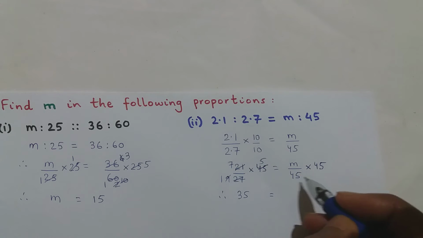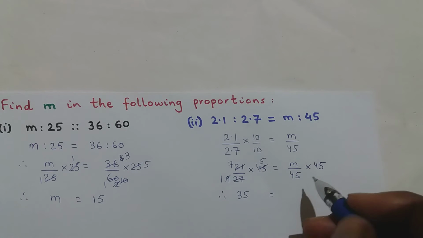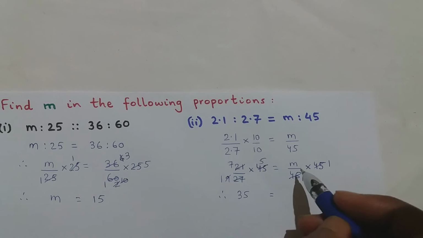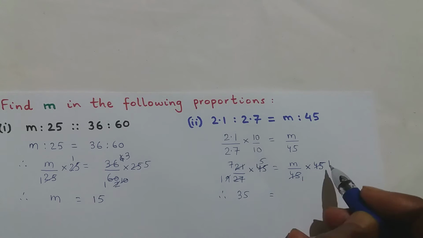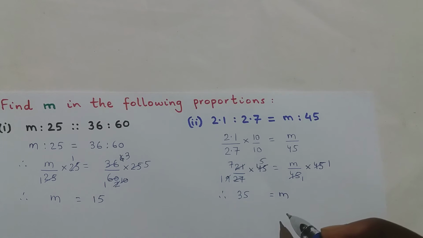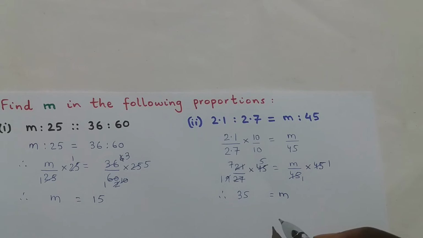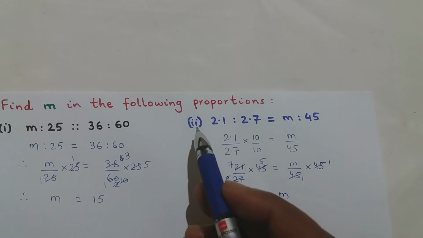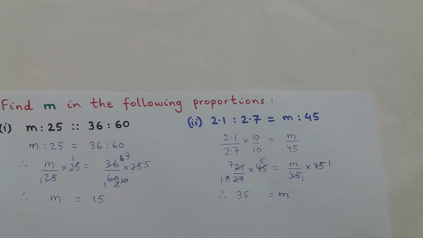Now let us simplify the right hand side of the equation. So m upon 45 into 45. 45 ones are 45, 45 ones are 45, so it becomes m upon 1 into 1, and m upon 1 into 1 is m. So the right hand side of the equation becomes m. So we get 35 is equal to m. So the value of m is 35. So for question number 2, the value of m is 35.